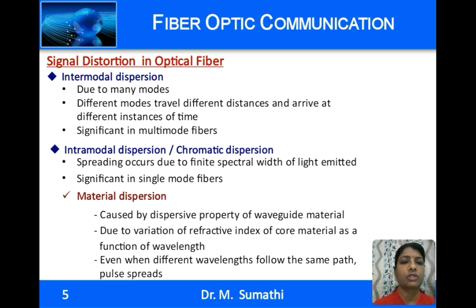Material dispersion is caused due to the dispersive property of the waveguide material itself. It is because of the dependence of the refractive index n on the wavelength. So n is a function of wavelength. Therefore, though all the frequency components travel along the same paths, the variation in refractive index for different wavelengths causes different velocities of travel for the different frequencies, and this causes spreading of the pulse and thereby dispersion.